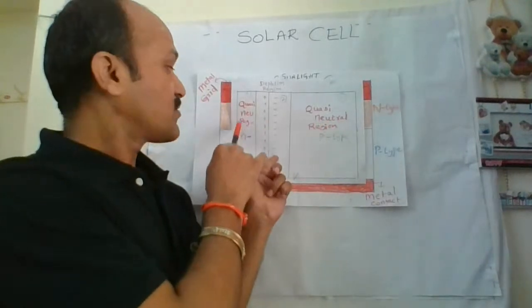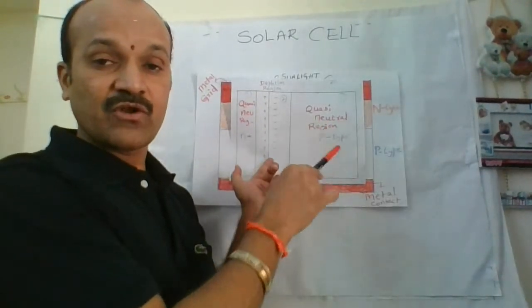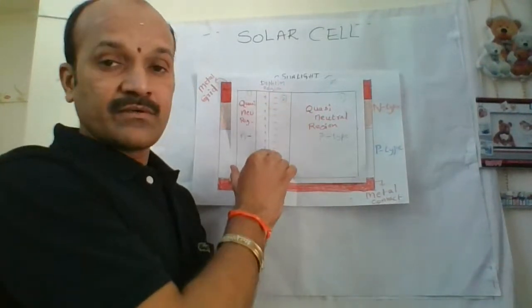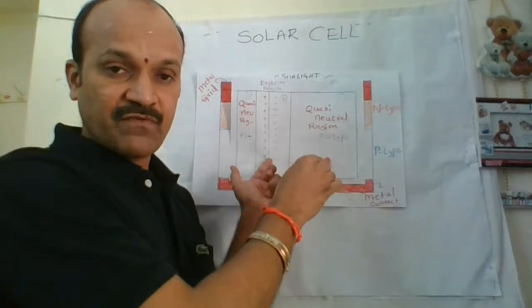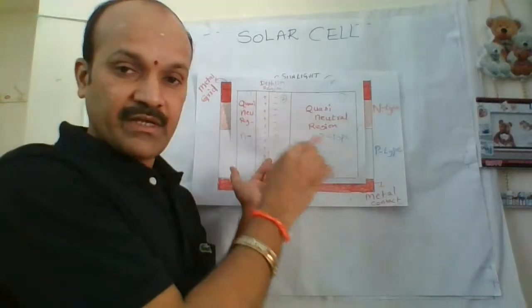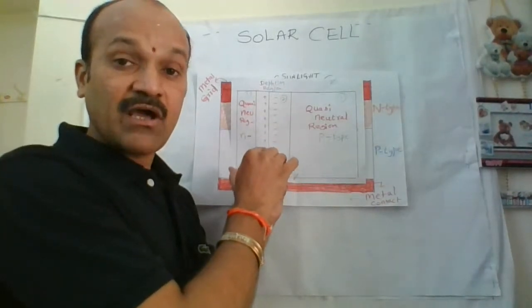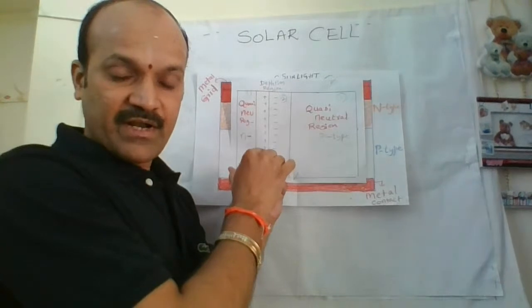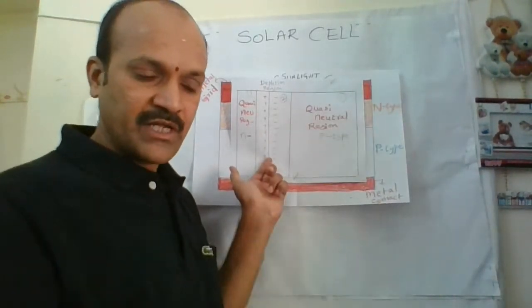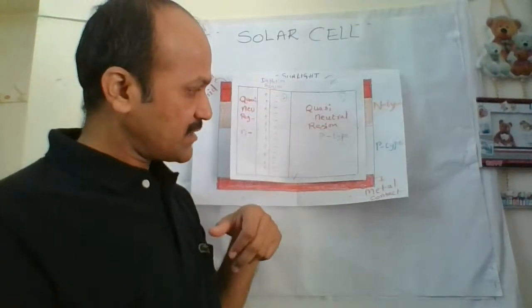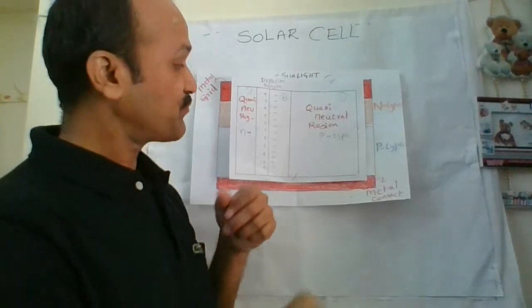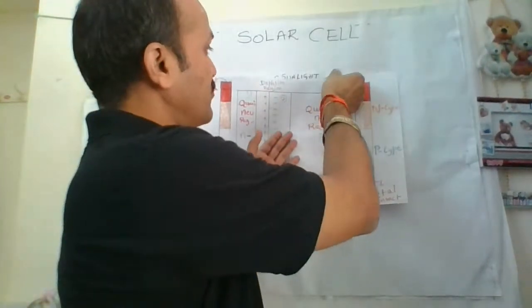This region and this region are quasi-neutral regions. This is the depletion region. This is region 1. The depletion region is region 2. Here in the depletion region, dark current flows. Here, major recombination takes place. And I will draw it, or I can keep that photo also. Otherwise, right.